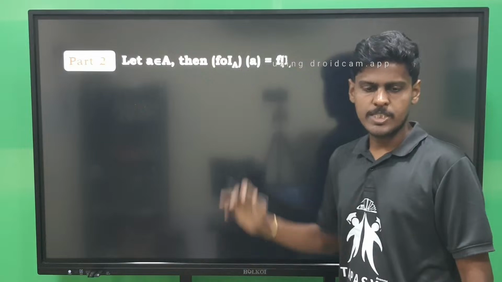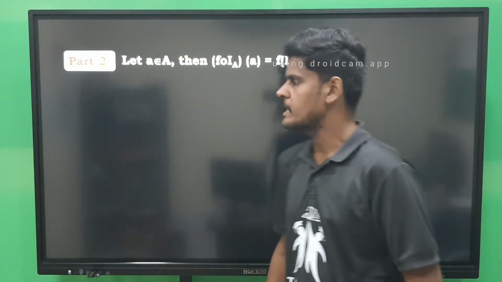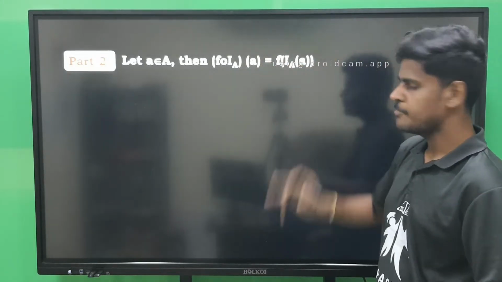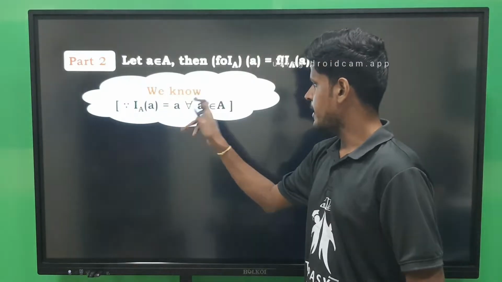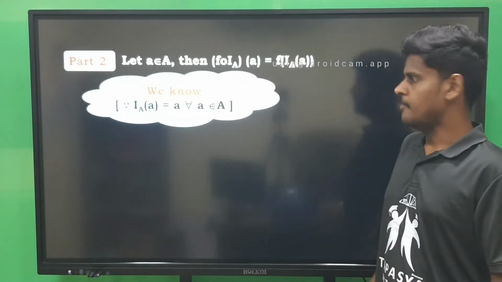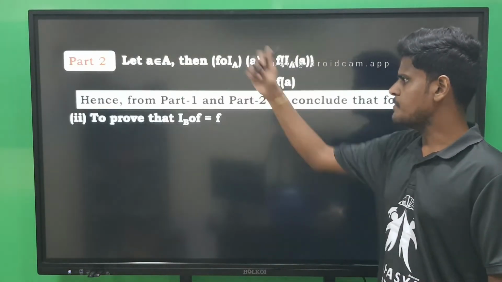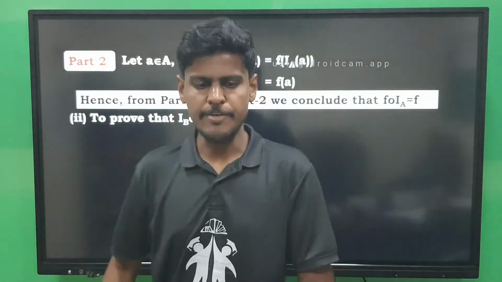Next, we should check the onto nature of the function. a is any element in set A. (f∘I_A)(a) is equal to f of I_A of a. Now what is I_A of a? That is a itself. That means this is nothing but f of a. What is f of a? That is b. So from both these we can see that f∘I_A equals f.